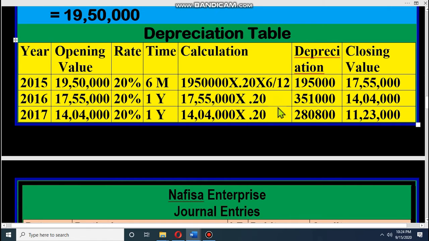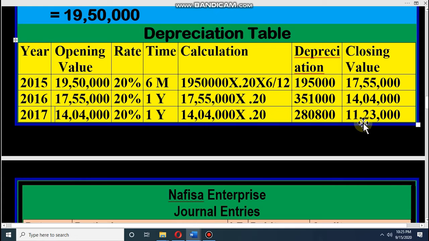It is depreciation for 2016. And closing value, again I am telling the formula: opening value minus depreciation. Dear student, take your calculator. Opening value minus depreciation, then it is the closing value, so then it is depreciable value for next year. And for 2017, now the opening value is 14 lakh 4,000 and 20% is the rate for 1 year. The amount is 2 lakh 80,800 and this is the closing value.